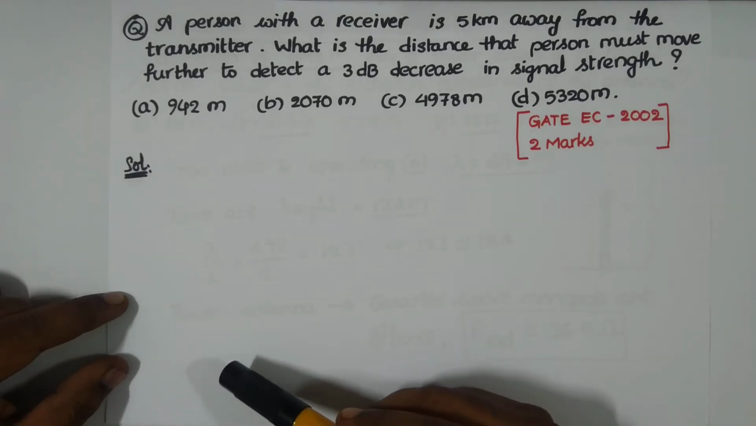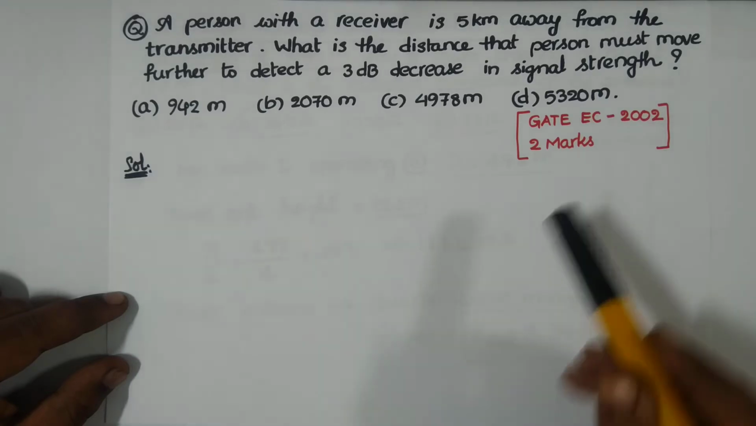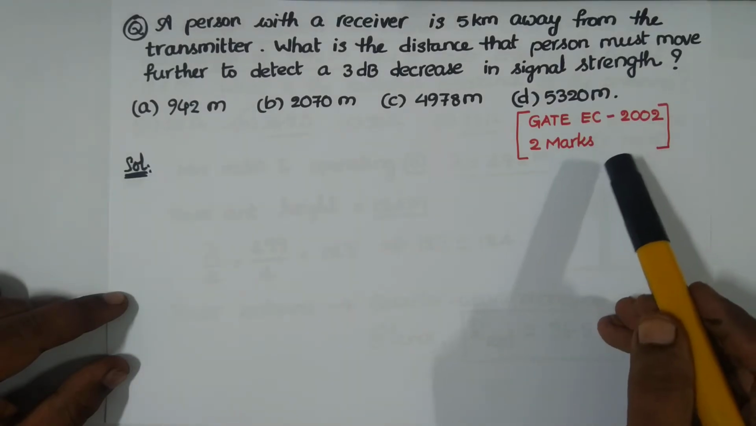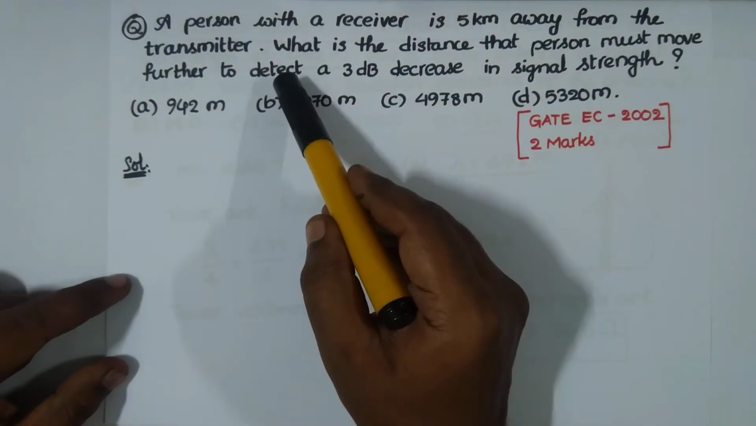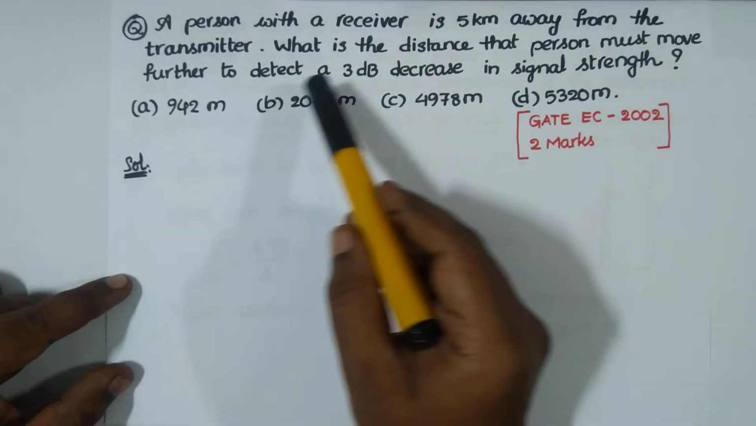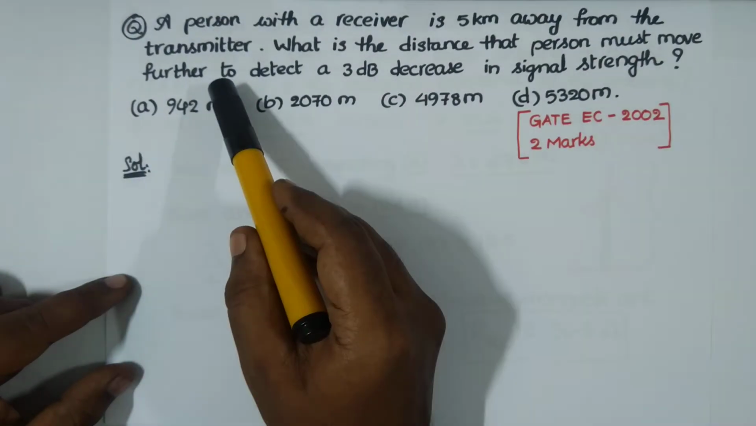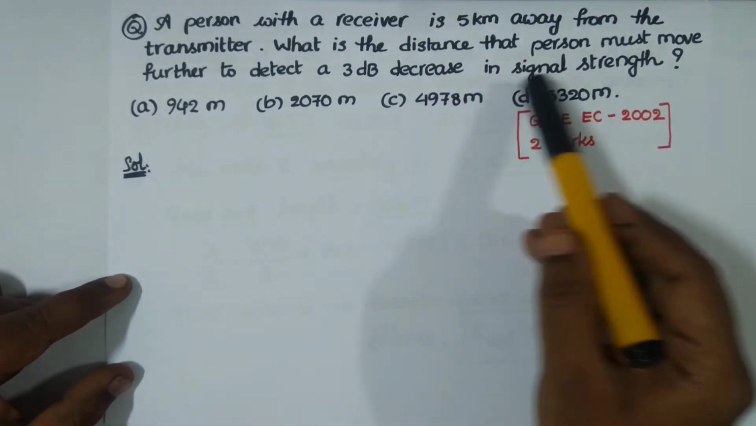Greetings. Here we have another interesting question from Antennas and Propagation asked in GATE ECE 2002 for 2 marks. A person with a receiver is 5 km away from the transmitter antenna. What is the distance that person must move further to detect a 3 dB decrease in signal strength?